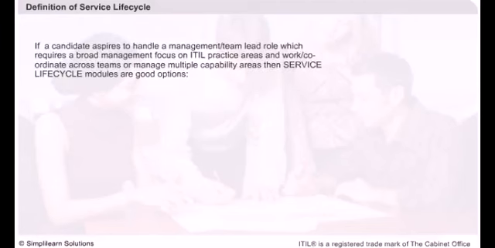The service lifecycle modules are for candidates who aspire to handle a management or team lead role, which requires a broad management focus on ITIL practice areas. It is also for candidates who work or coordinate across teams or manage multiple capability areas.